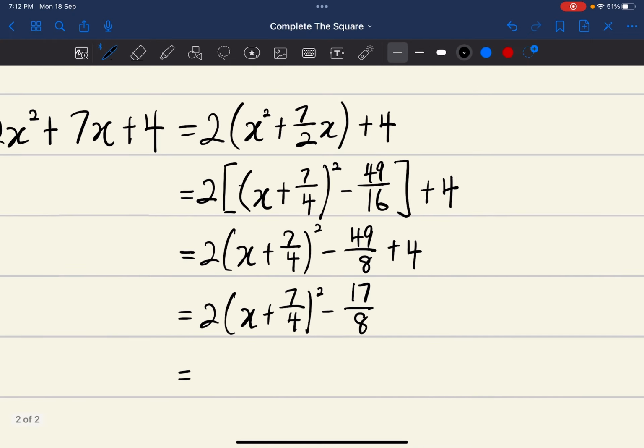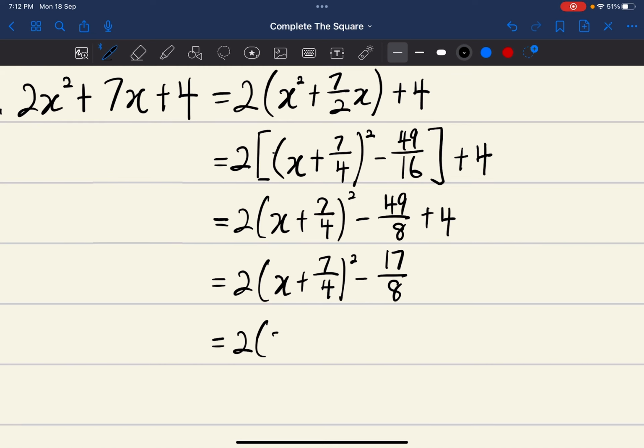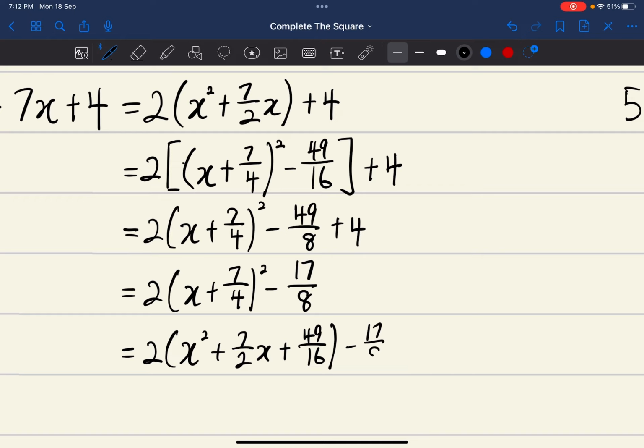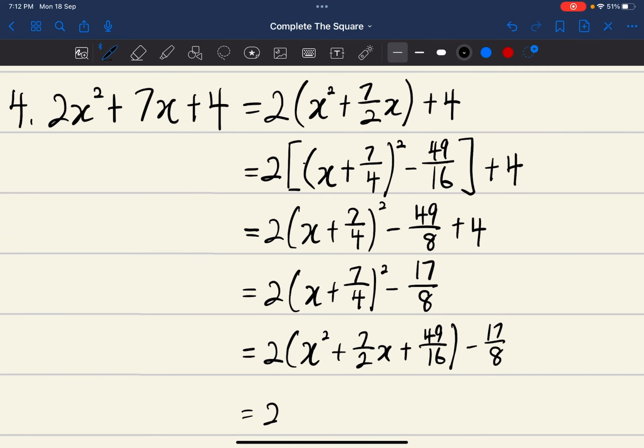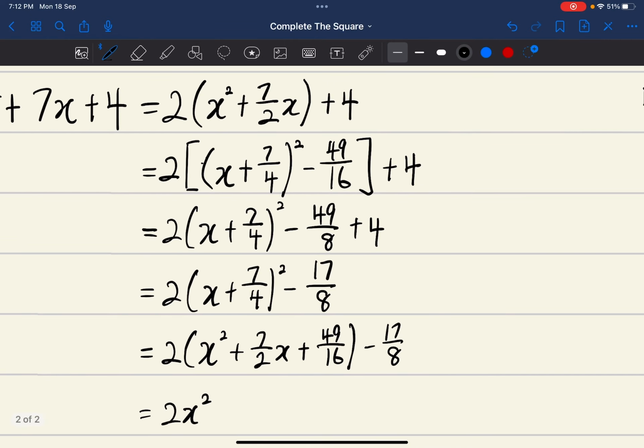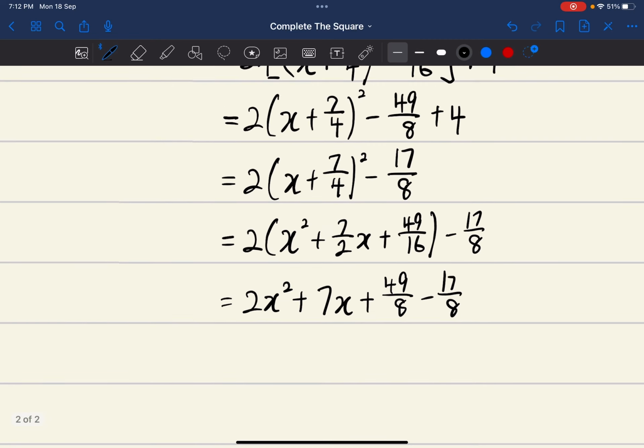We need the original equation. So it's going to be x squared plus 7 over 2x plus 49 over 16, minus 17 over 8. So multiply the 2 inside the bracket. You get 7x plus 49 over 8 minus 17 over 8, which is 2x squared plus 7x plus, what's 49 minus 17? 49 minus 17 is 32.